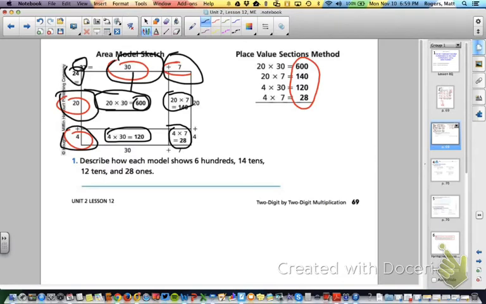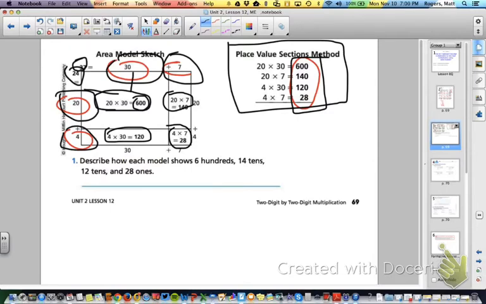The last one is just looking at the place values, and so if I look at the problem and expand it, I know that I do 20 times 30, which is tens times tens. Then I do tens times ones. Then I do ones times tens, and then ones times ones. I get the same partial products as I did before, but it's in a non-area model method.